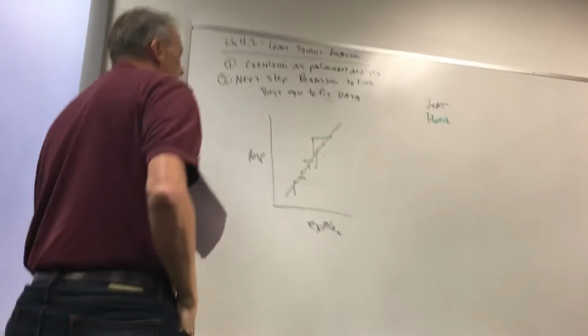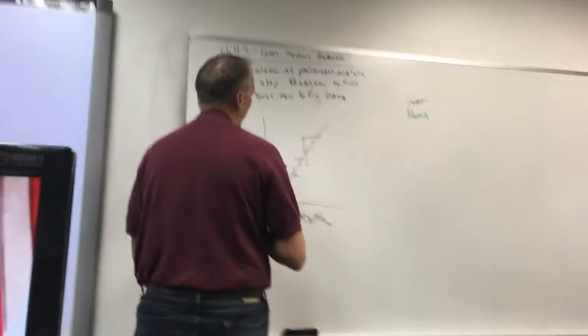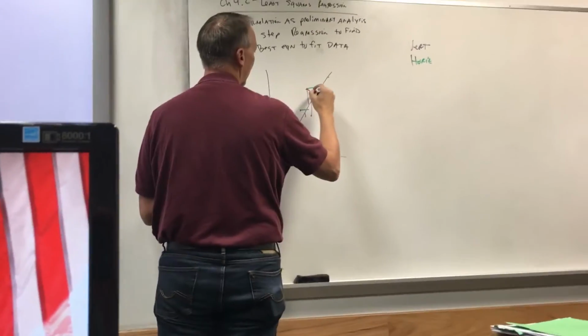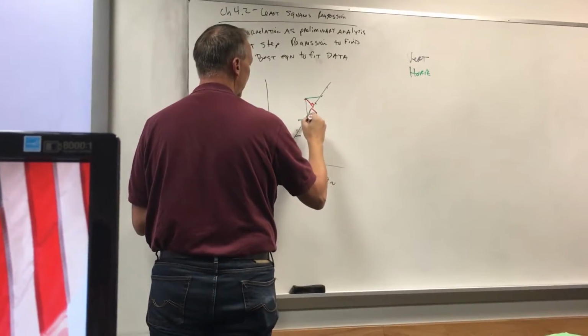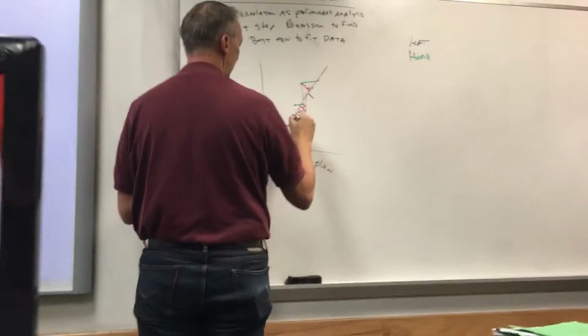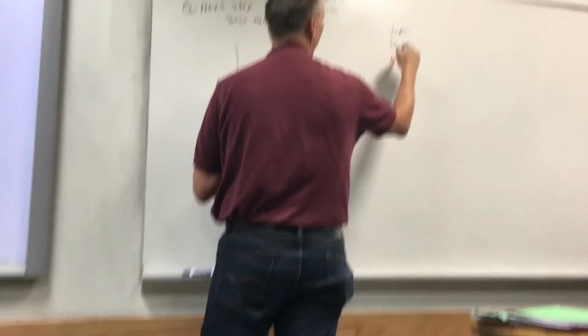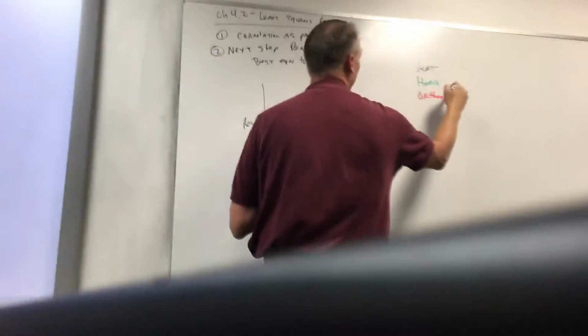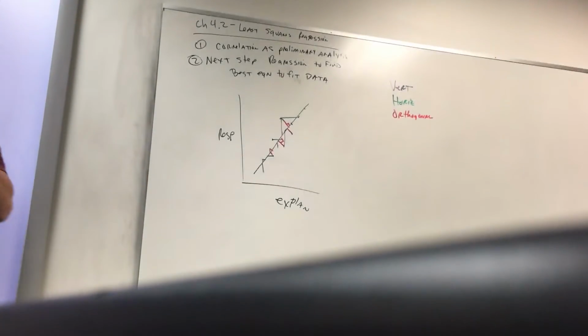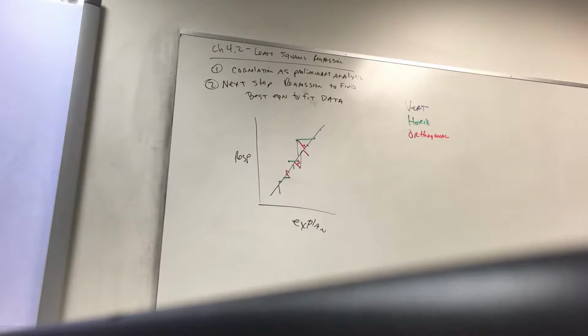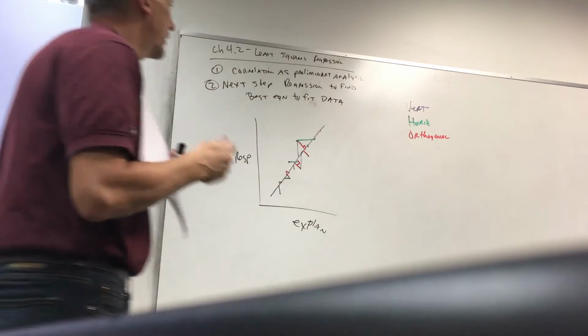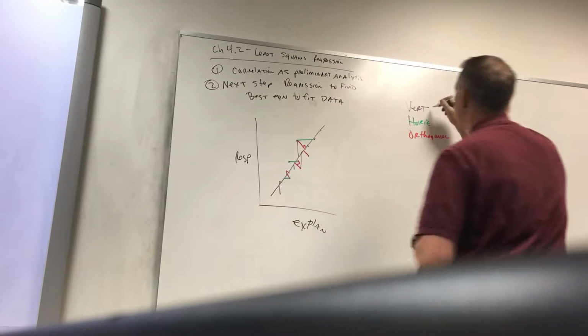Or I could draw a right angle here. Make a right angle with all of these. Okay? We call that the orthogonal distance. So the question is, which one is best, or is there some other method? And it turns out that the vertical distance, the purple distance, is the best.